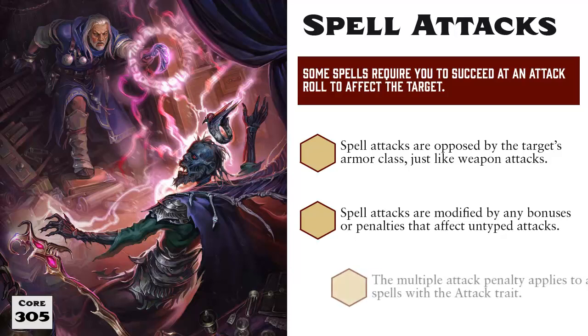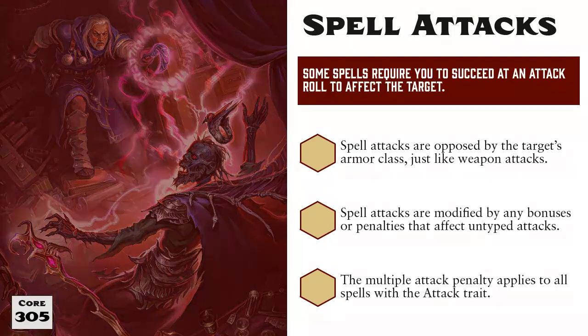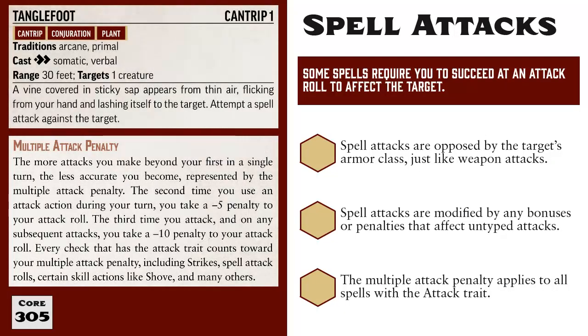This applies to all actions with the attack trait. For example, Acid Arrow requires a spell attack roll and has the attack trait. Therefore, it is affected by and contributes to the multiple attack penalty. But on the other hand, let's look at Tanglefoot. It also requires a spell attack roll, but it does not have the attack trait.